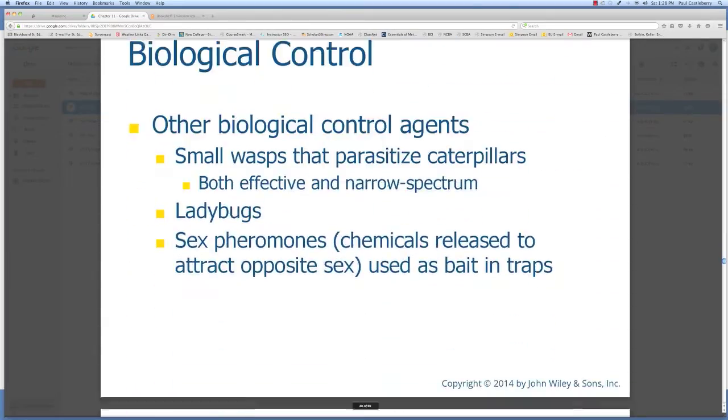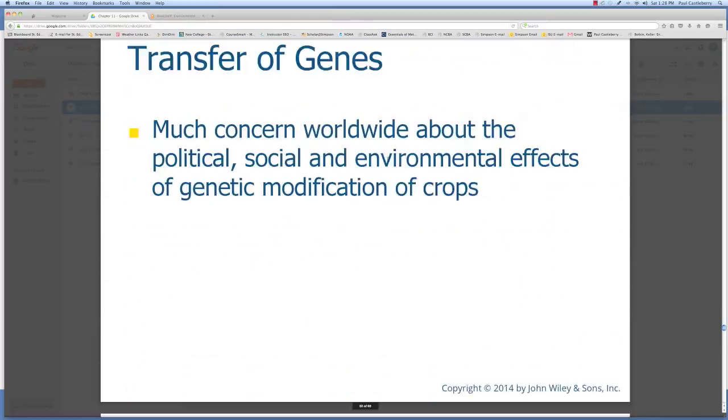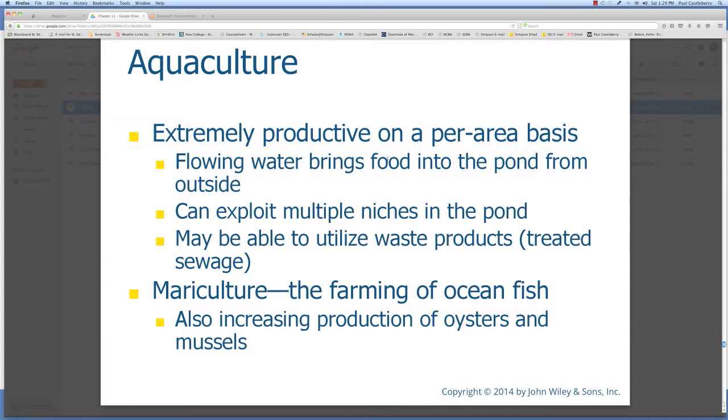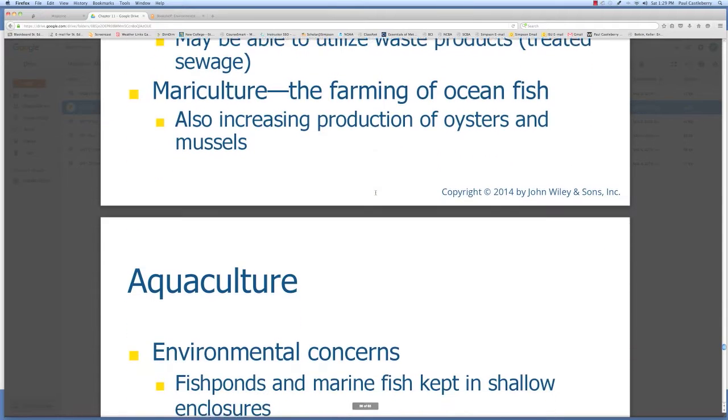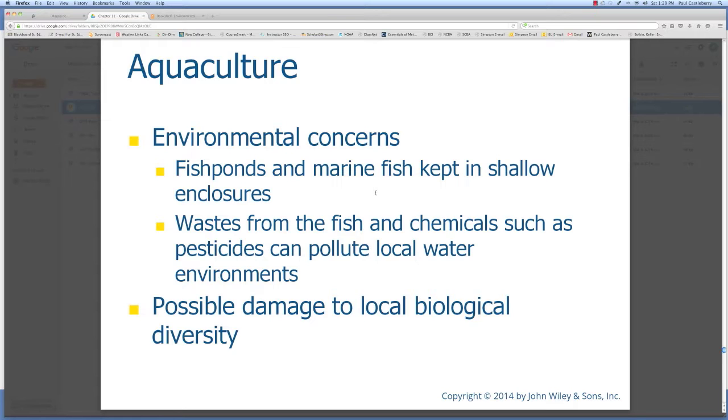But let's get back to aquaculture here. In terms of a per area basis, it is very productive. The water itself brings sources of food and nutrients into the pond from outside. It may be able to utilize waste products, treated sewage. Mariculture is the farming of ocean fish, and also increasing production of oysters and mussels, which I mentioned in the previous slide. There are some environmental concerns with everything. There are positives and negatives.